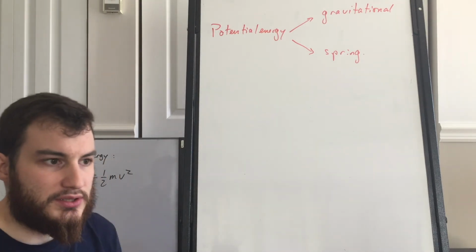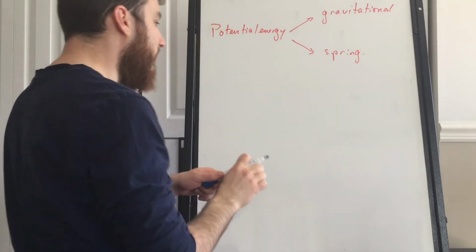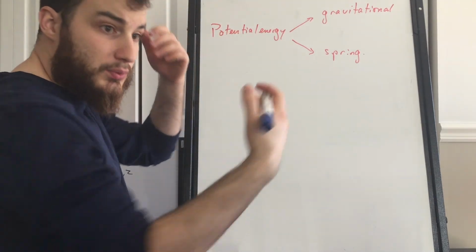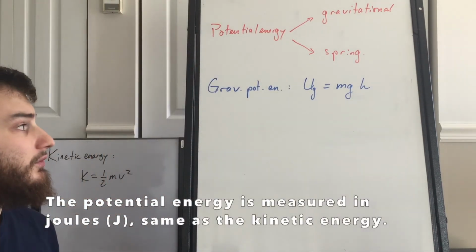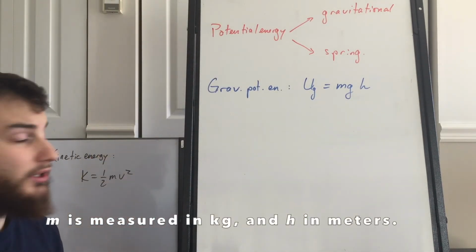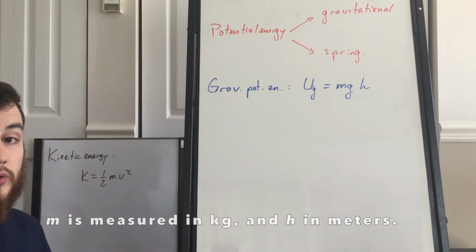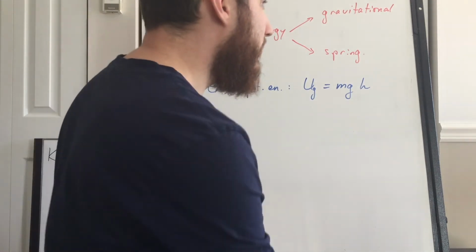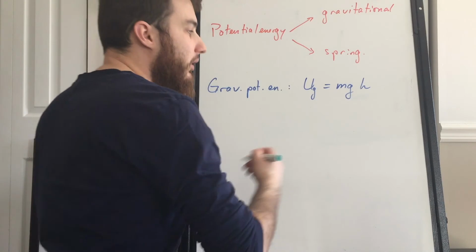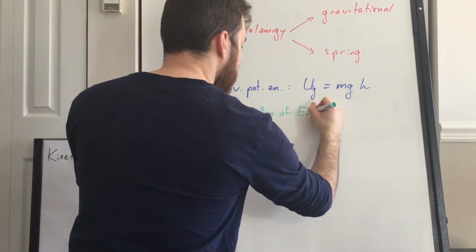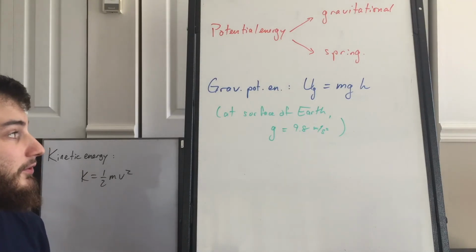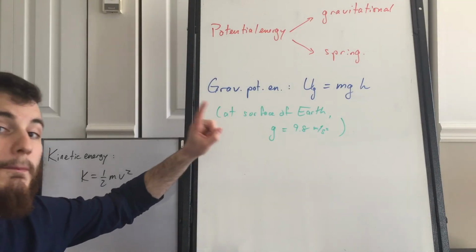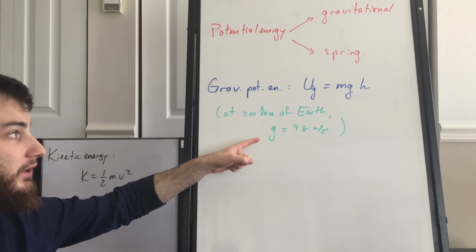With experiments, we find that the gravitational potential energy is written with U_G is equal to mgh, where m is the mass of the object, g is the local gravitational acceleration. We assume for this equation that we're at the surface of the Earth, and that g is equal to positive 9.8 meters per second squared. We only want the magnitude of g here.